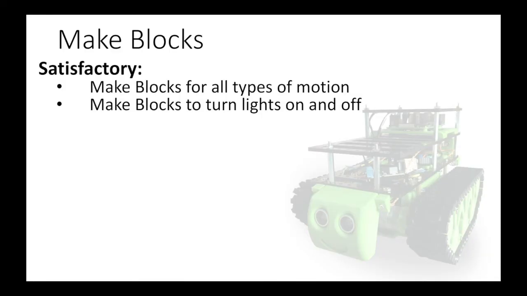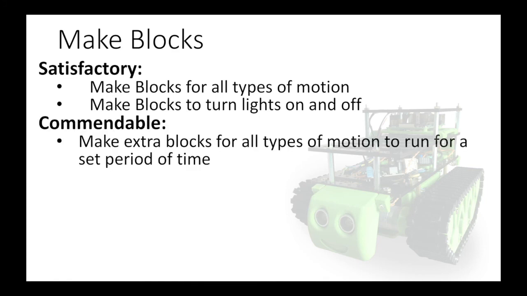In order to complete this activity for a satisfactory level, you're going to make blocks for all the types of motion that you need: forwards, backwards, left and right. Also a stop. You need to make blocks to turn lights on and off. You can turn them all on at once and all off at once, or you can turn the front ones on and off, and the back ones on and off, or you can use them as indicators when you're turning left and right. You need to make extra blocks for all types of motion to run for a set period of time if you want to score commendable.